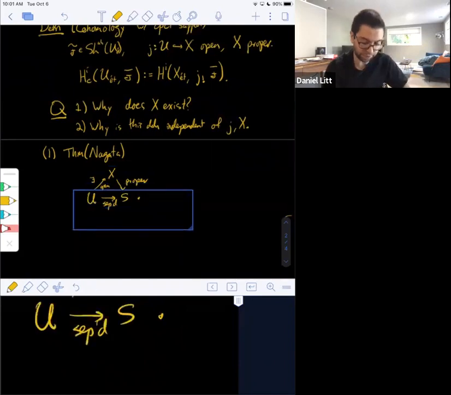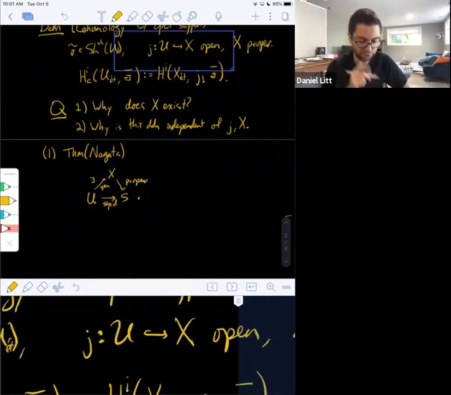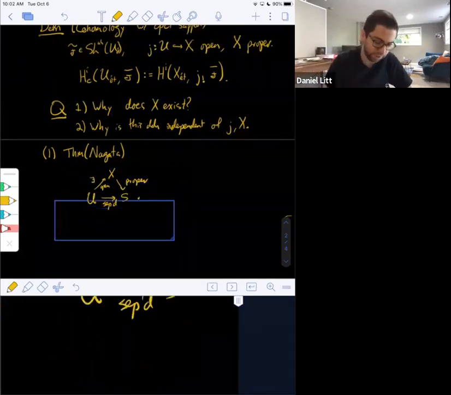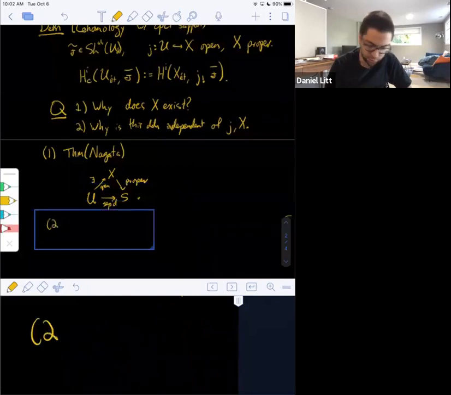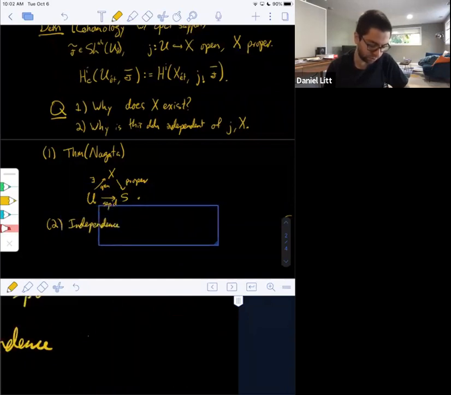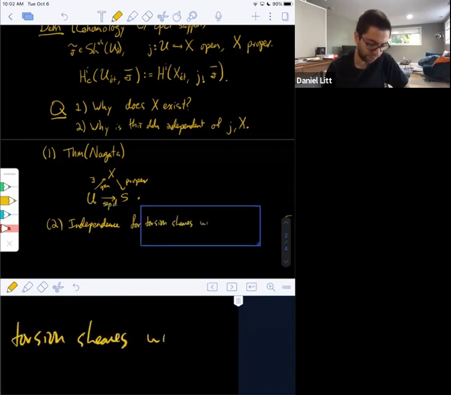So this is the statement. Applying this when S is a point, if U is separated, we can always find a compactification. For us, we're always going to be thinking basically about quasi-projective varieties, and then you can just take the closure in projective space, and that's a perfectly good compactification. And then for 2, I've already said this. So the independence, and this is as Peter asked, this is for torsion sheaves, will require proper base change.